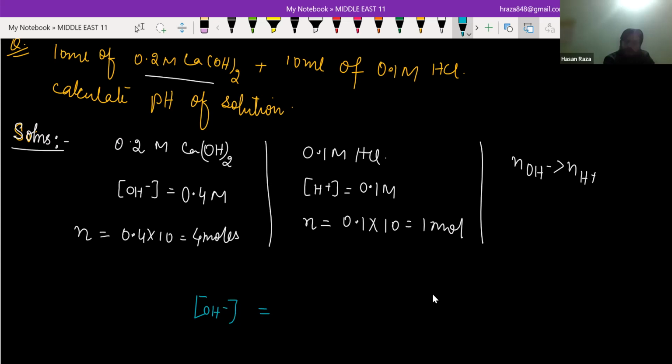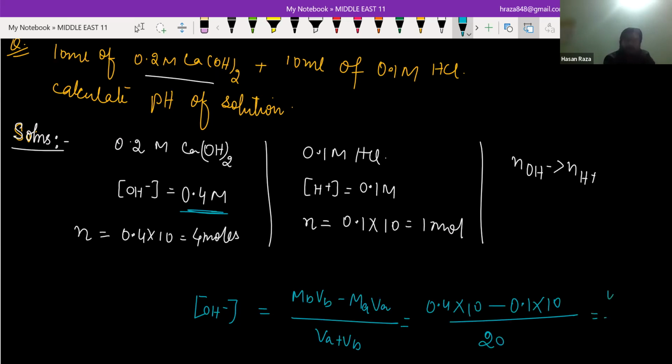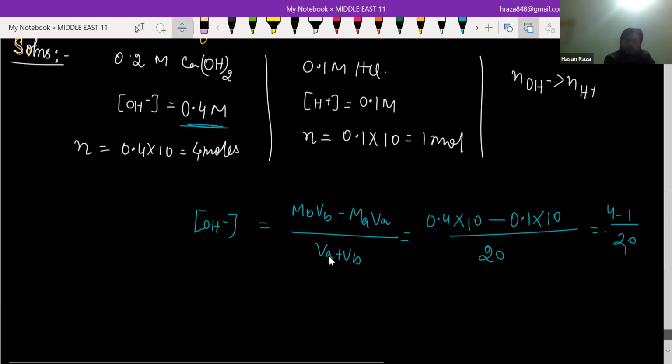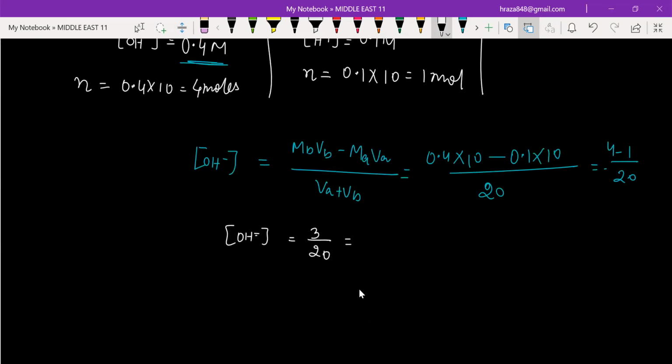So putting the values, molarity of base, because we need the value of OH minus, is 4 minus 1 divided by 20. Now here you can see OH minus will be equal to 3 upon 20. And if you divide it, can you tell me the value in decimal? So it is 0.15, right? 0.1 into 10, sir. 3 by 20.